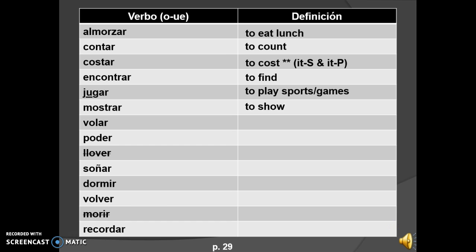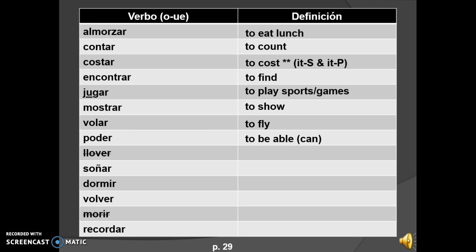Mostrar means to show. Volar means to fly. So I always think of the word aviation, and I always hear the V, so I just remember that volar starts with the same letter, V, as aviation. Poder means to be able. However, when you conjugate it, most of you don't say, I am able to swim. You change it in English to say can. I can swim. I can study. I can do things, which is different than just doing them. You're saying that you are able to do them.